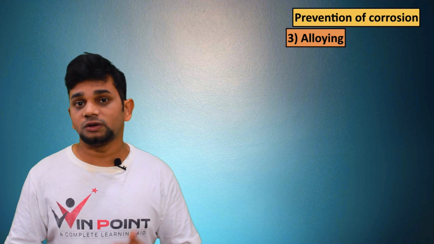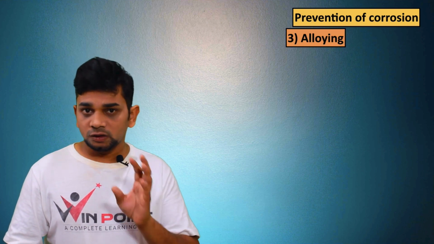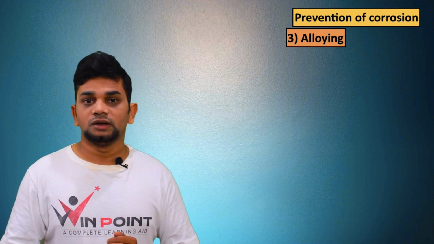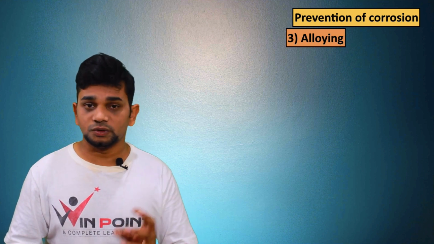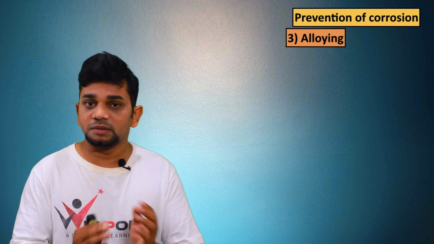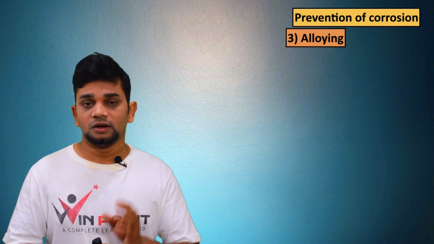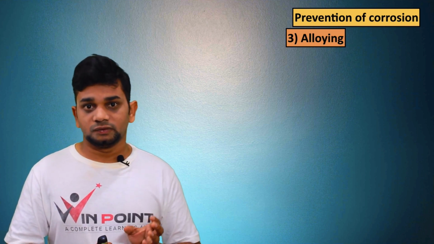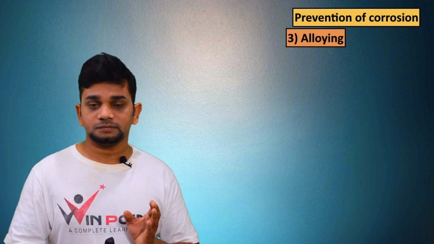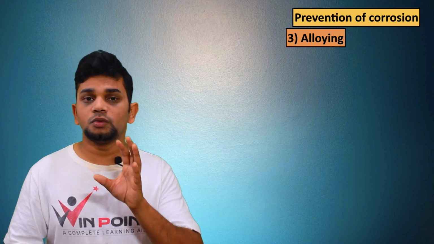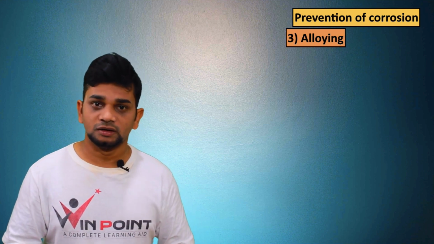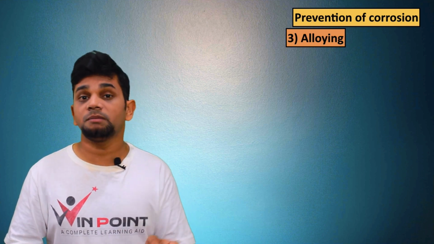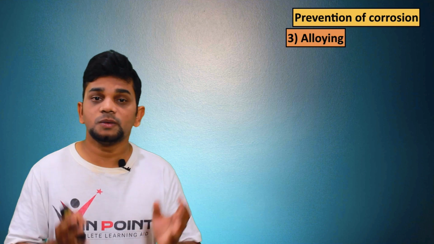The next method to prevent corrosion is alloying. Alloying means we are mixing metals with non-metals or other metals. So we are making a homogeneous mixture. Homogeneous means the properties are the same everywhere. We are mixing metals like iron and carbon, or copper and zinc. This kind of homogeneous mixture is known as an alloy. It is not a single metal. It may consist of two metals, three metals, or maybe one metal and a non-metal. It is a homogeneous mixture.